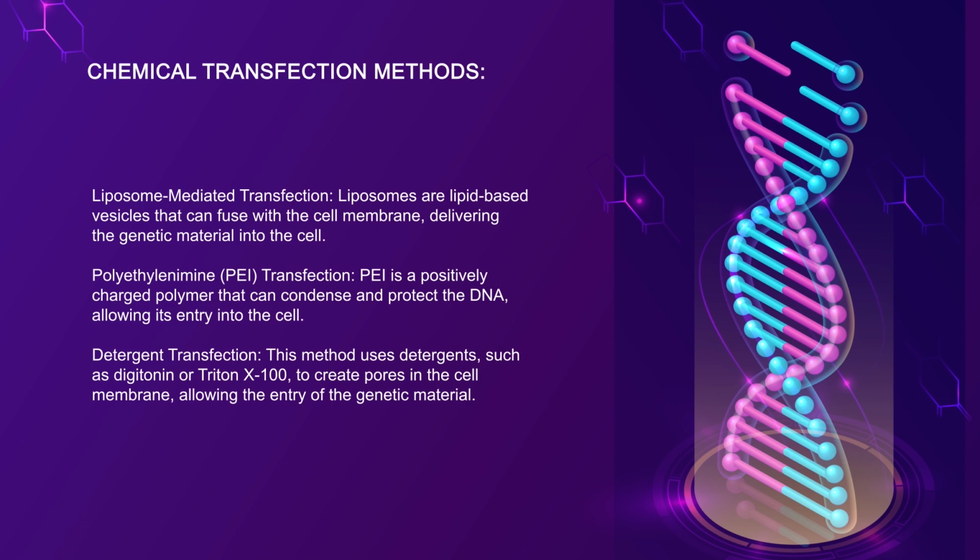Detergents are also used for transfection purposes. Here, detergents like digitonin or Triton X-100 create pores in the cell's membrane, allowing the entry of genetic material. The detergent forms a complex with the DNA, which can then pass through the pores into the cells. Overall, chemical transfection methods provide a versatile and widely applicable approach for introducing foreign genetic material into the cell, enabling genetic engineering, gene therapy and various research in molecular biology.